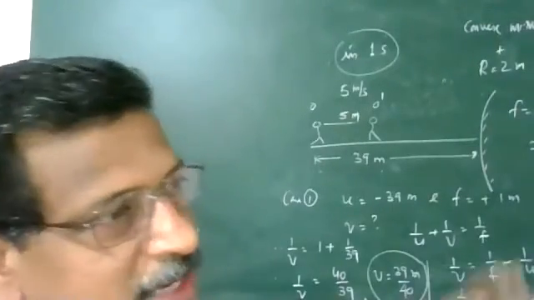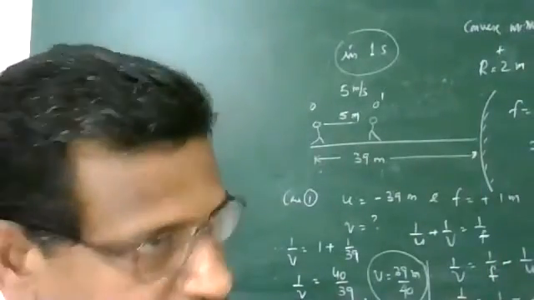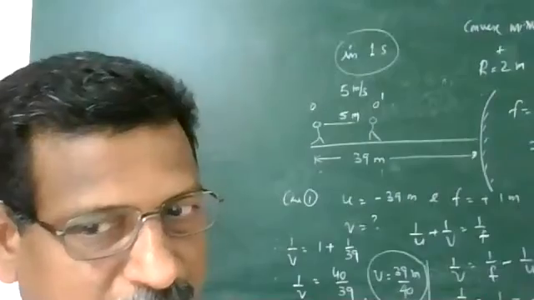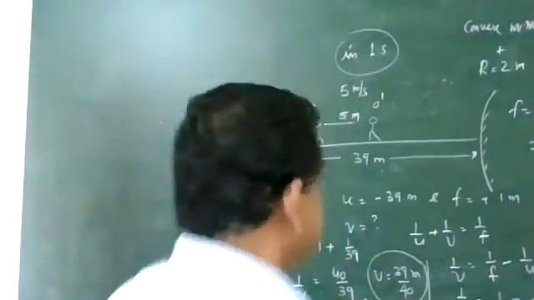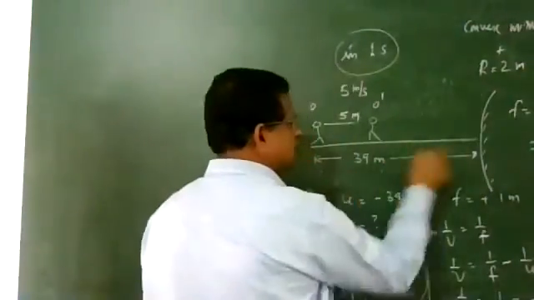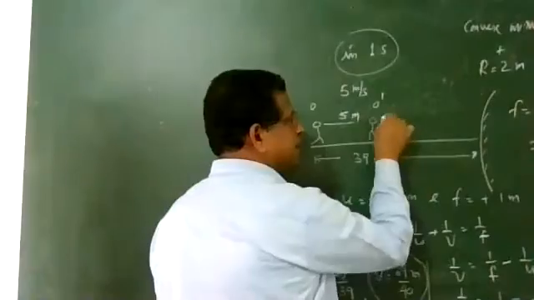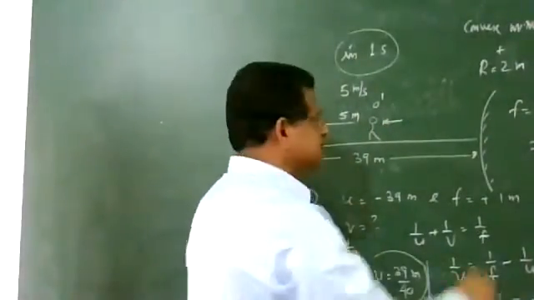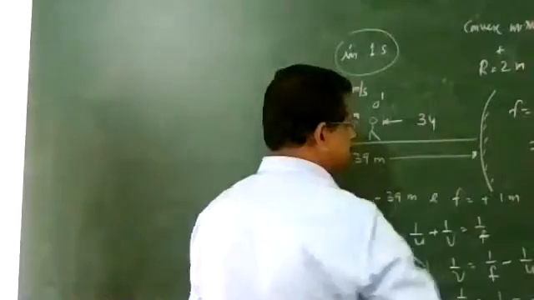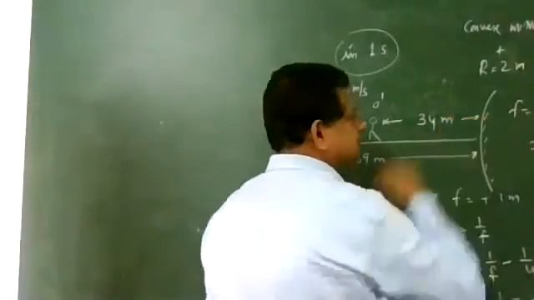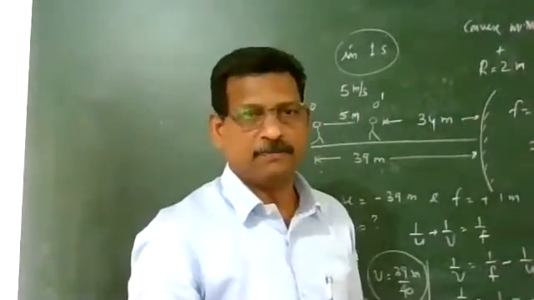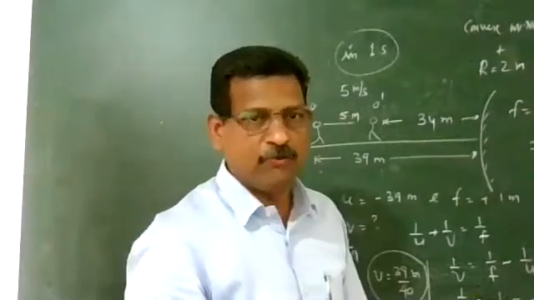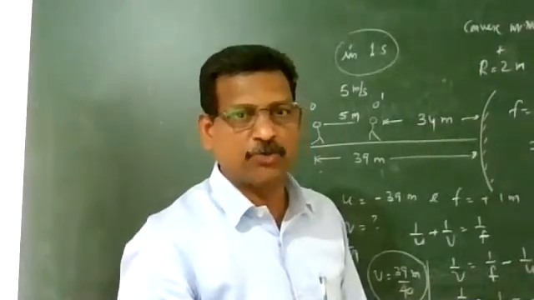Similarly, the image position will also change because the object position has already changed. Now what is the position? 39 minus 5 from here to here. The final position of the object is now 34 meter from the pole. So in case 2, we have to find out the new position of the image.